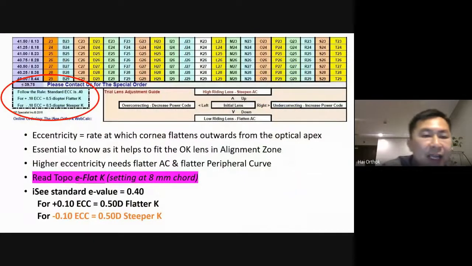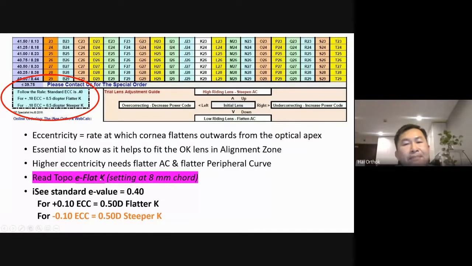Well, if we have a Medmont topographer and we are setting the measurement at 8 millimeter chord, then we can also use the eccentricity to choose the initial lens more effectively. Depending on the lens design, some lens designs give you the eccentricity, while other lens designs do not give you the eccentricity correctly. So you can hardly use the eccentricity to select the initial lens.